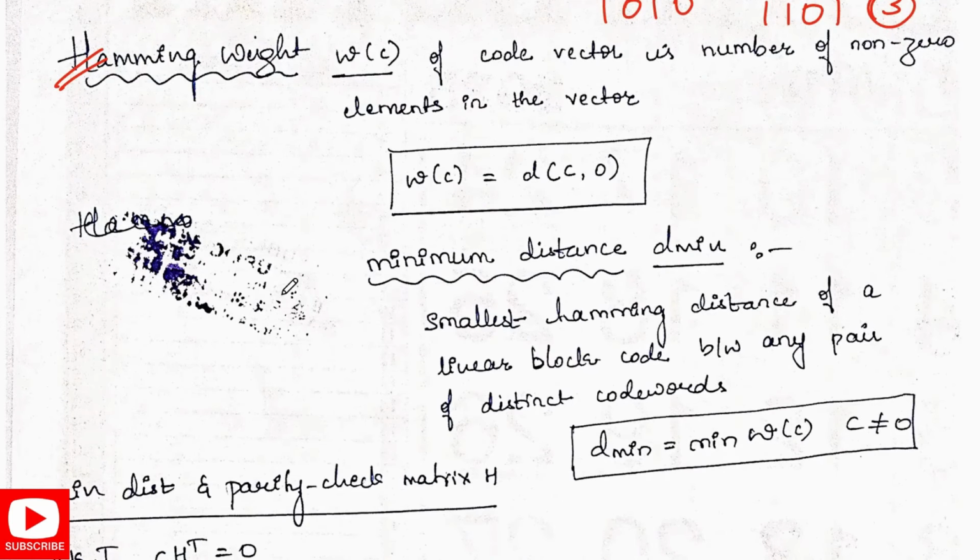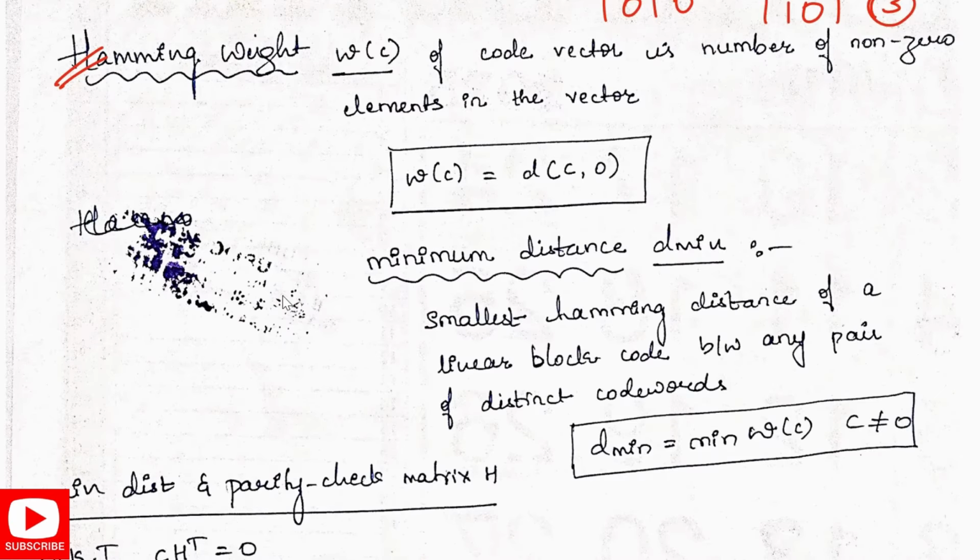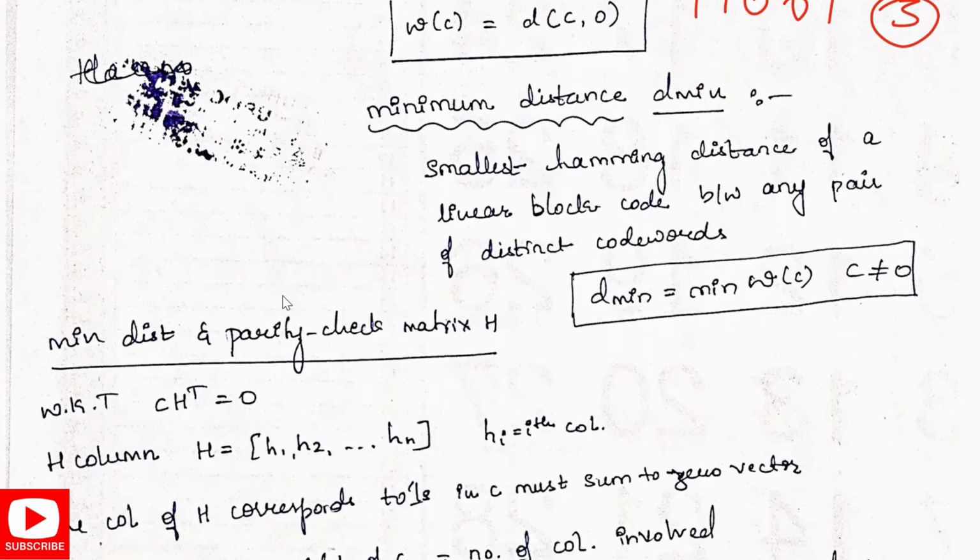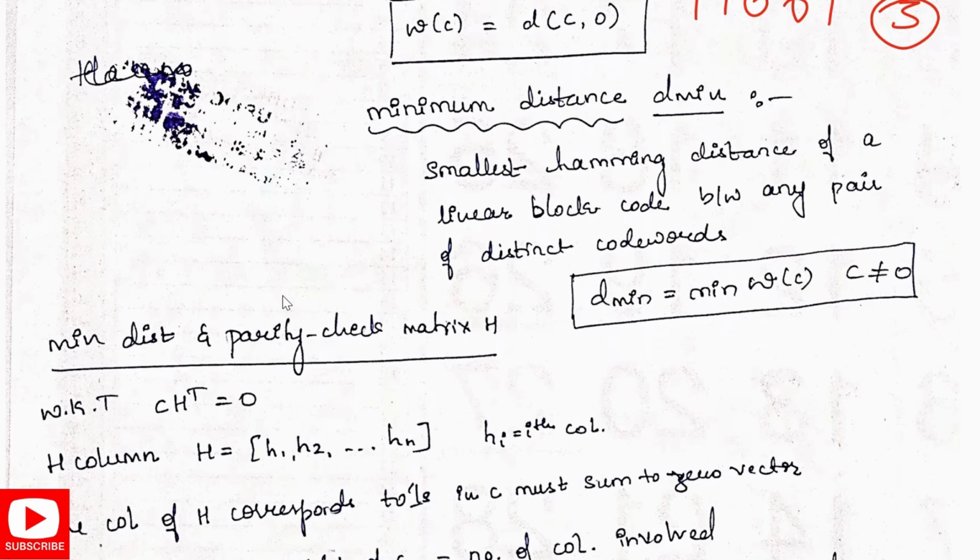Next comes the Hamming weight. So Hamming weight of a code vector is nothing but the number of non-zero elements in the vector, like 11001. In this, the number of non-zero elements is 3, so the Hamming weight is 3. Next, the minimum distance, that is D minimum. It is the smallest Hamming distance of the linear block code between any pair of distinct code words. So D minimum is the minimum of W(C) where C is not equal to 0.